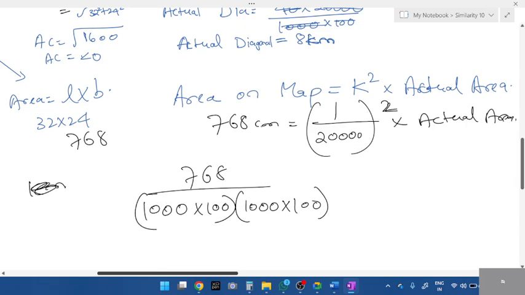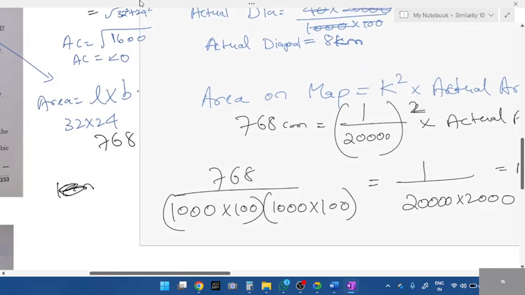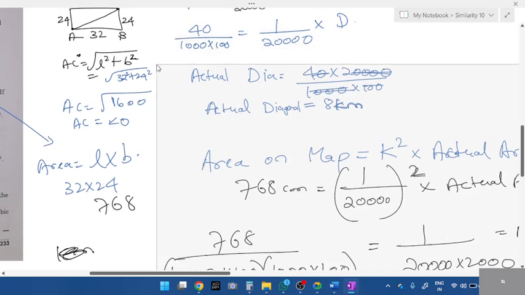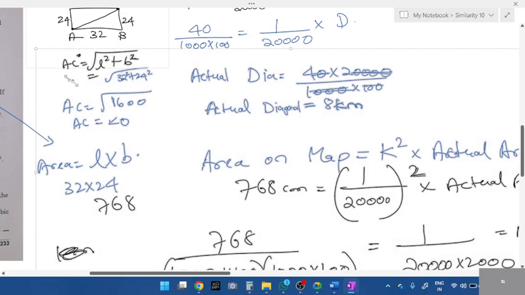If you want to convert centimeter into kilometers, from smaller to greater, we divide. In the same way, this 2 lakh, 20,000, is multiplied twice. I'll write AA. AA stands for actual area. Cross multiply this. Did you all understand? All of you, Mariana, Joanna, Lemula, is it clear? Adya, Naomi.